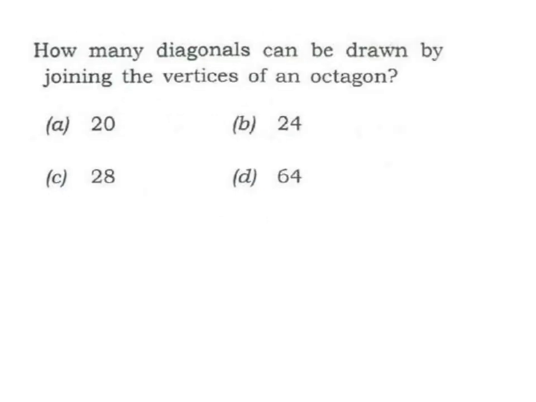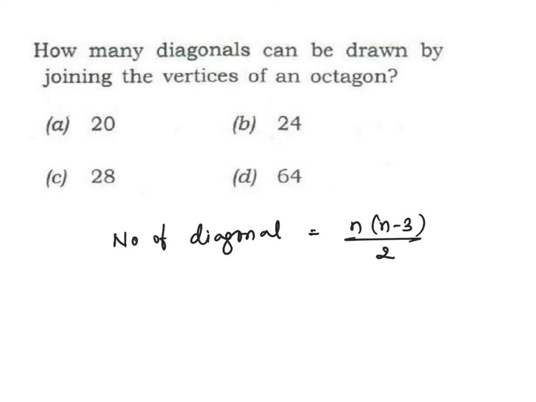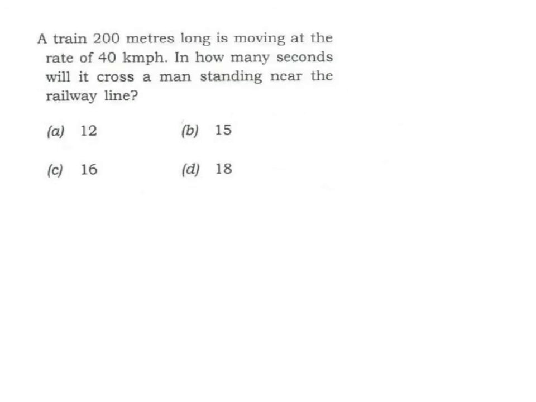How many diagonals can be drawn by joining the vertices of octagon? The formula for number of diagonals of n-sided polygon is n into n minus 3 by 2. So for octagon means 8 sides we have. 8 into 8 minus 3 is 5 by 2. So 4 into 5, 20. 20 diagonals for octagon.